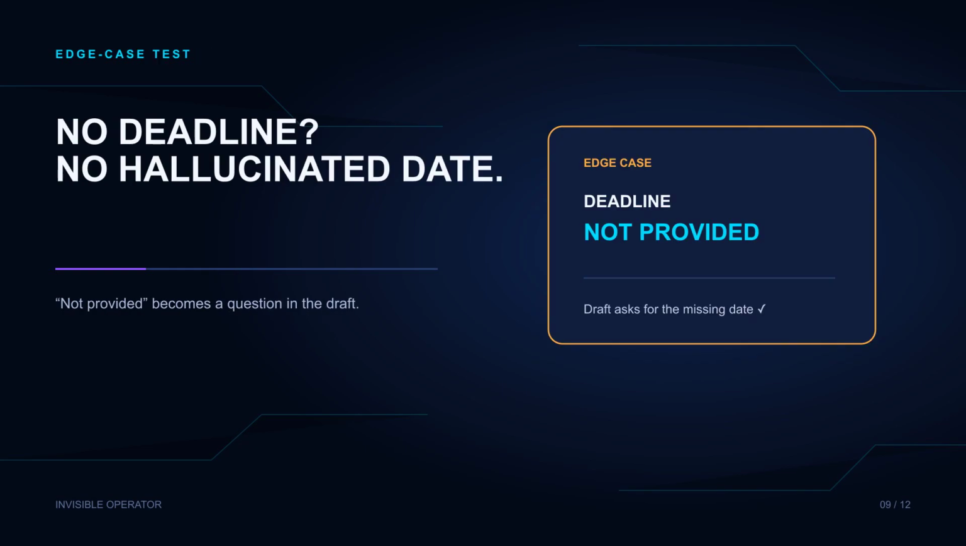Now let's test an incomplete submission. The client leaves the deadline blank, the workflow writes not provided, keeps the tracker valid, and asks for the date in the draft. It does not quietly choose next Friday. That's the behavior we want. Before you trust the happy path, test missing fields, duplicate submissions, invalid email addresses, and unavailable services.